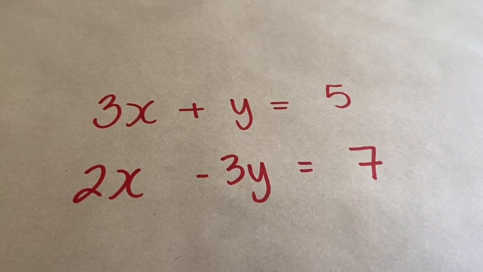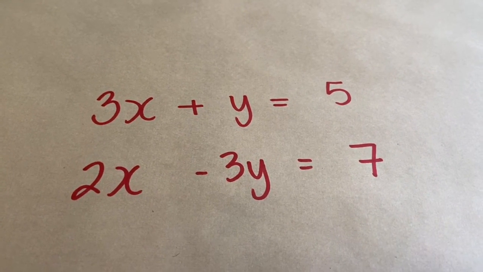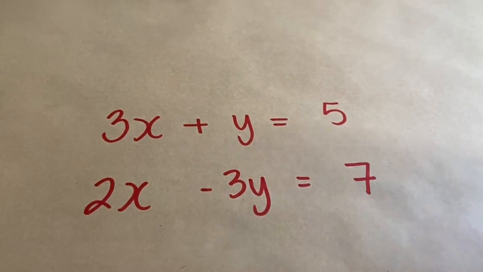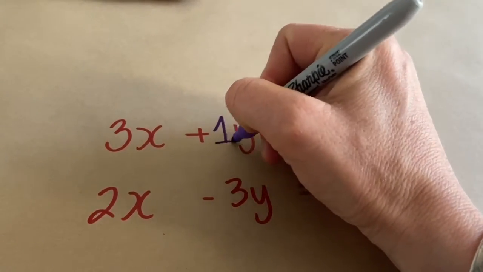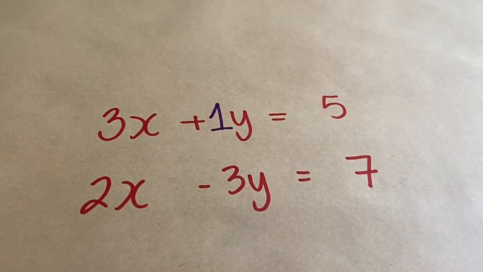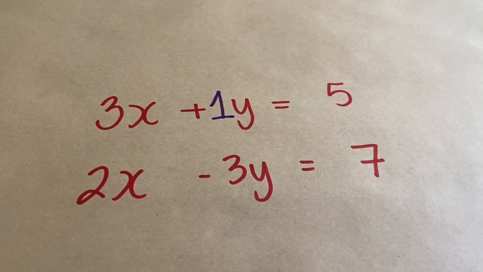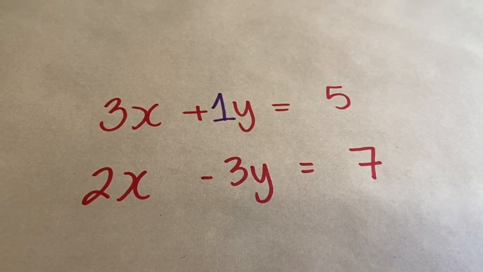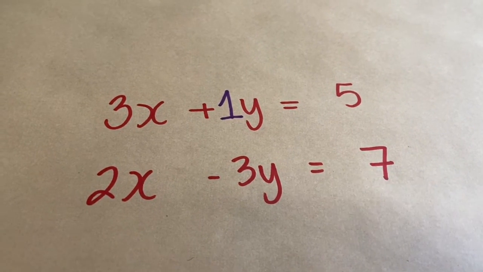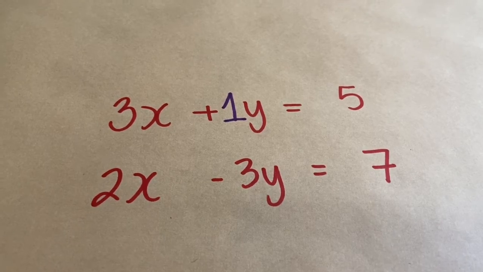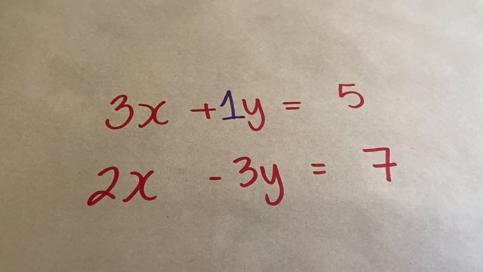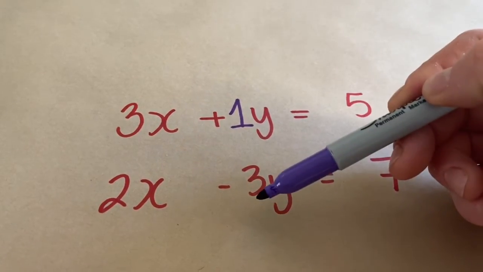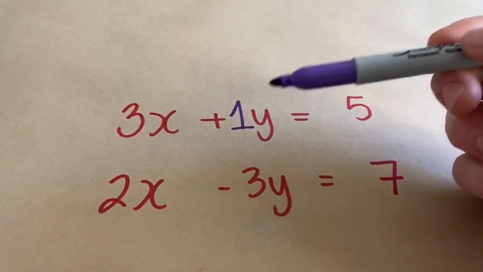So here's my question. What I notice is that none of my coefficients are the same. The 3 and the 2 are not the same. And right here, this is a 1, and the -3 are not the same. So you cannot do elimination unless the coefficients are the same. So this is a situation where we're going to need to multiply one of the equations in order to make those coefficients the same. So I notice that if I have a 1 and I multiply it by 3, I will get 3, and then these two will be the same. So that's what I'm going to do.